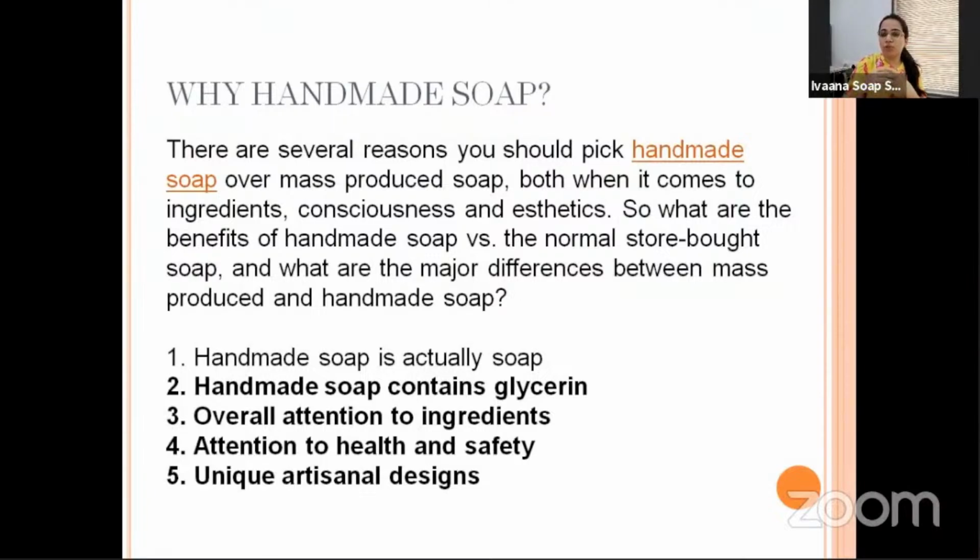In the mass produced soaps that are available in the market, the saponification process that happens while we make soap, right? Glycerine is produced in this. In the market, that glycerine is taken out of the soaps and used in other products. But in handmade soaps, we do not do that. The glycerine is in the soaps.